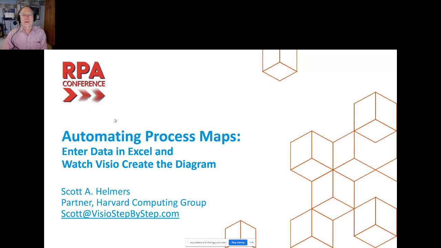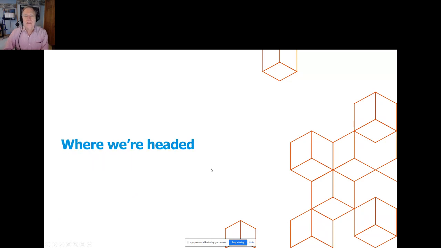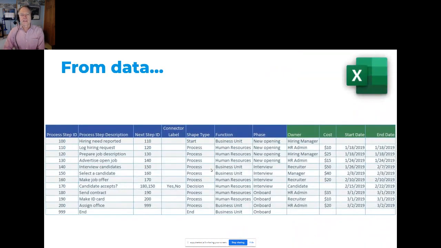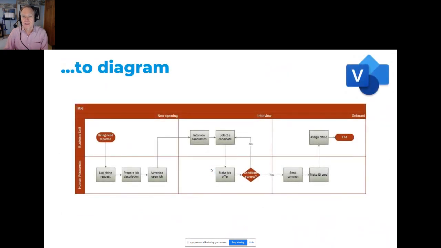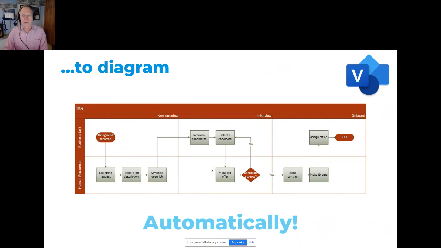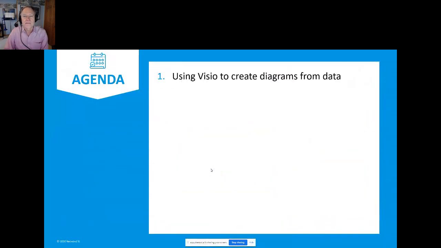I'm going to show you how you can enter data in Excel and have Visio automatically create process maps for you. So to give you an idea of where we're headed, this is what you'll see to start with. This is data in Excel. You'll notice there is one row of data for each step in a process, and we've defined some characteristics about that process on each line. And then we click a button or two, and we end up with something like this, a swim lane diagram or a flowchart. And it does happen automatically, as you'll see in just a couple of seconds.